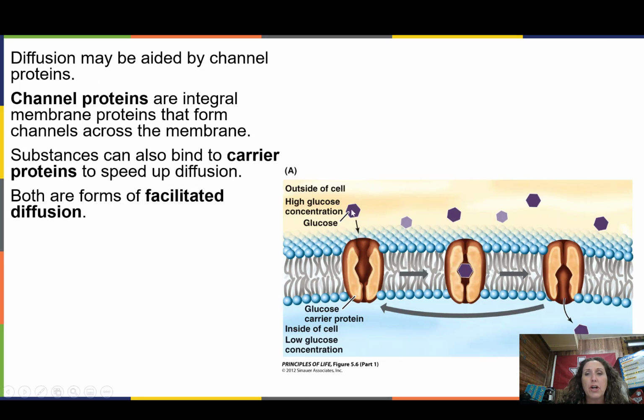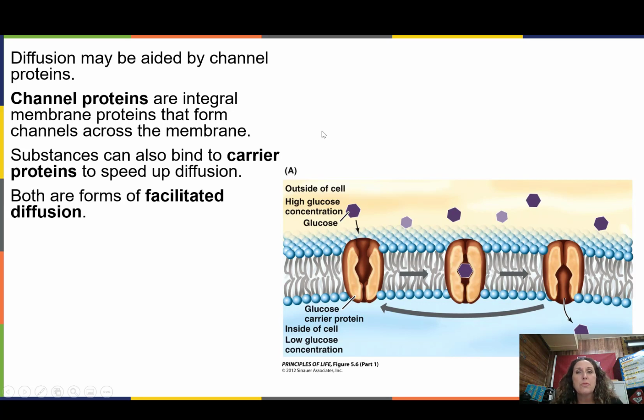Now, facilitated diffusion needs some help. Things like sugar or salt or sodium or potassium are charged and polar, so they need some help. Typically they'll have just a little protein that they bind to, and the protein will spit them in the other direction.